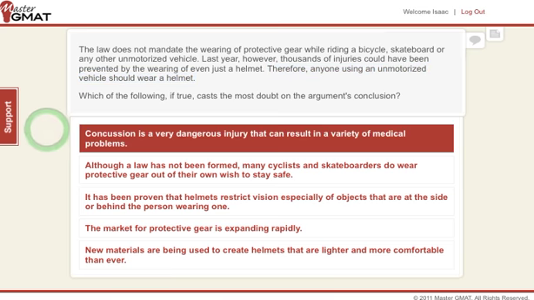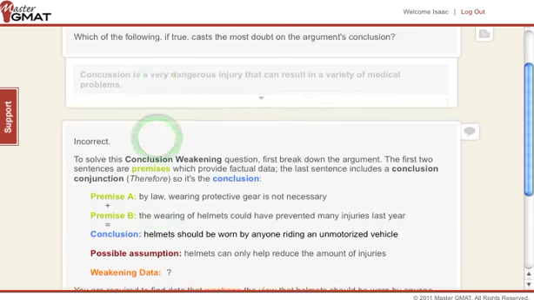In A, it says concussion is a very dangerous injury that can result in a variety of medical problems. Now obviously this is something that pushes us towards wanting to wear a helmet, so obviously this strengthens the conclusion. We don't want this, but just for the sake of it, let's click on that.